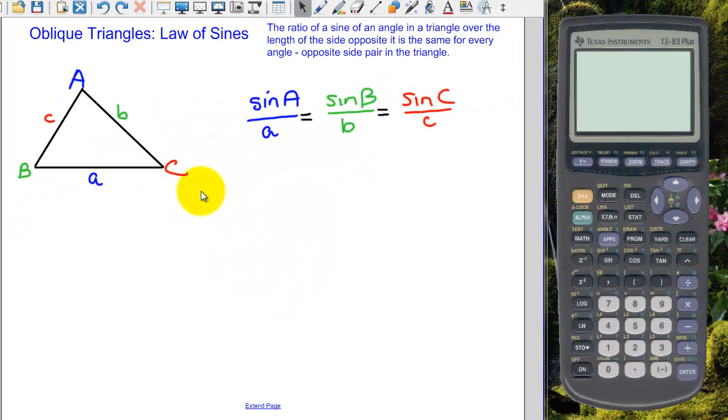Also, something to be careful about in oblique triangle problems: angle C will not necessarily be the biggest angle, and side C is not a hypotenuse. It's not the longest side necessarily. And lastly, another warning is we cannot use the Pythagorean theorem for these problems because it's not a right triangle. That only applies when we have the right triangle. So let's look at a sample problem.